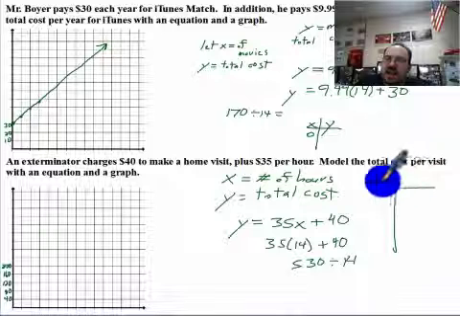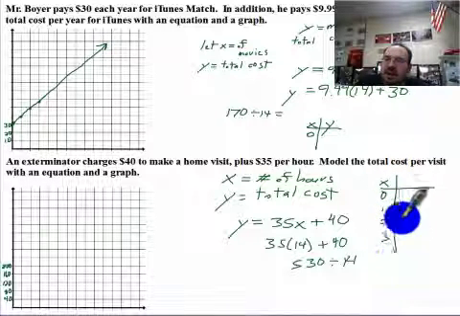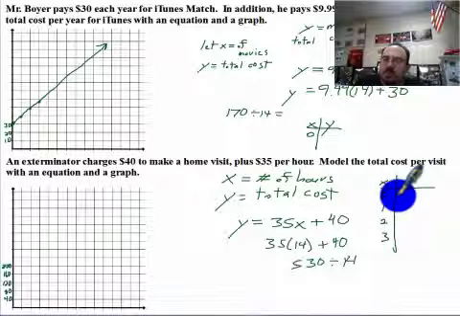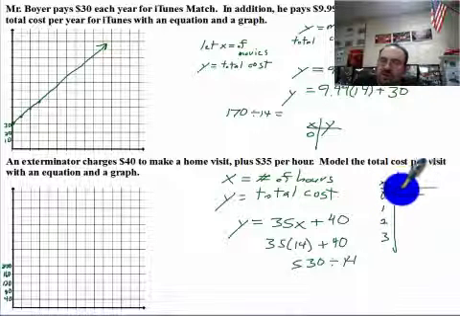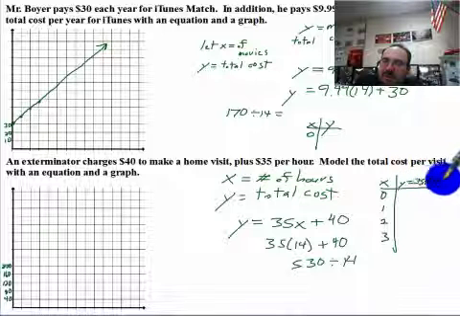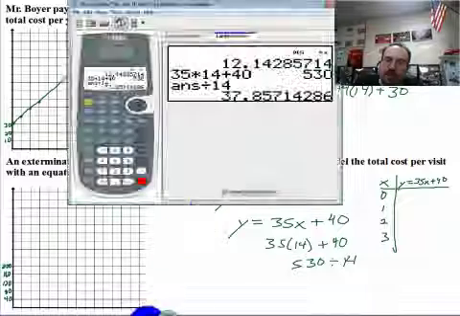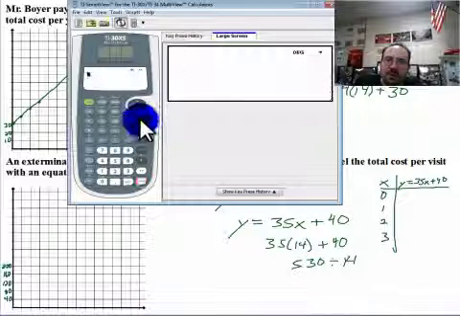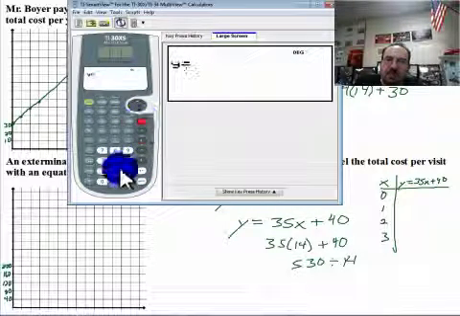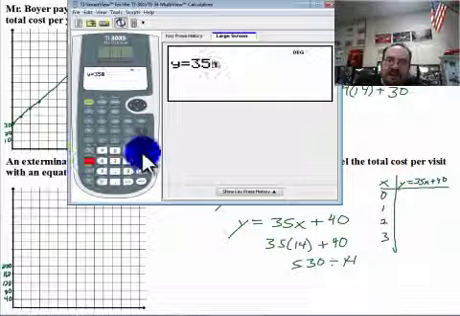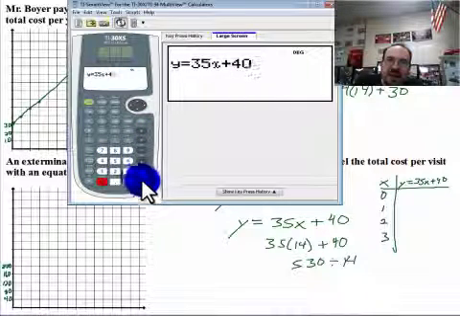And then I would make a table. So 0, 1, 2, 3, and so on. You don't need to pick a lot of points, just pick a few. And then here I'm going to graph Y equals 35X plus 40. And this time I am going to use a table. So let me hit clear here and then table. And I'm going to do 35X plus 40.